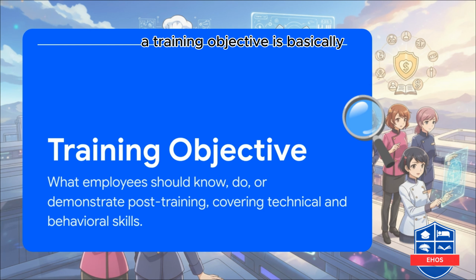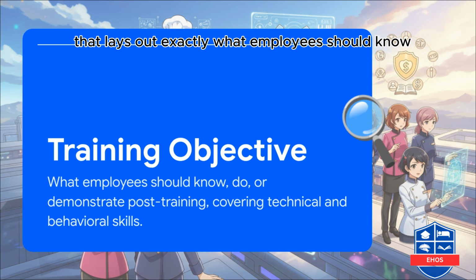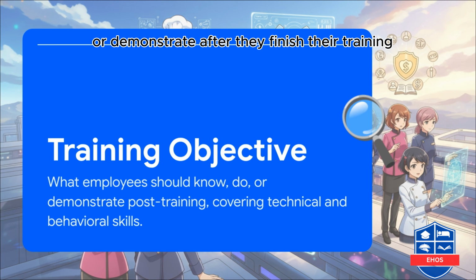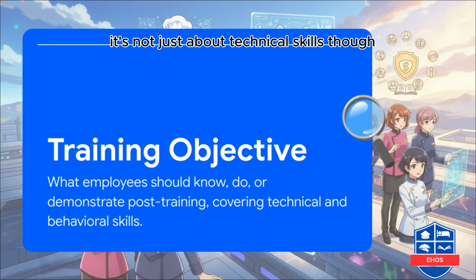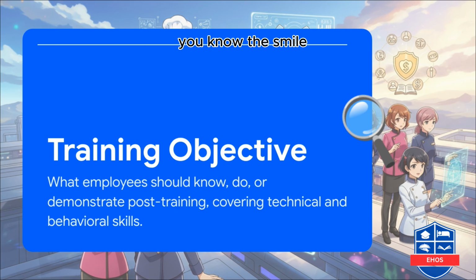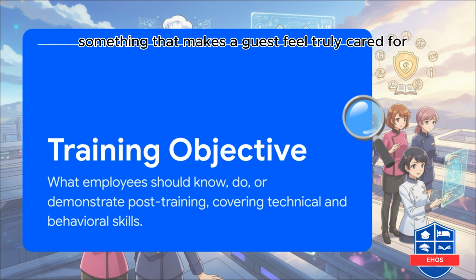A training objective is basically a statement that lays out exactly what employees should know, be able to do, or demonstrate after they finish their training. It's not just about technical skills, though, and this is so important in hospitality. It also has to cover those behavioral expectations. The smile, the welcoming tone, that special something that makes a guest feel truly cared for.